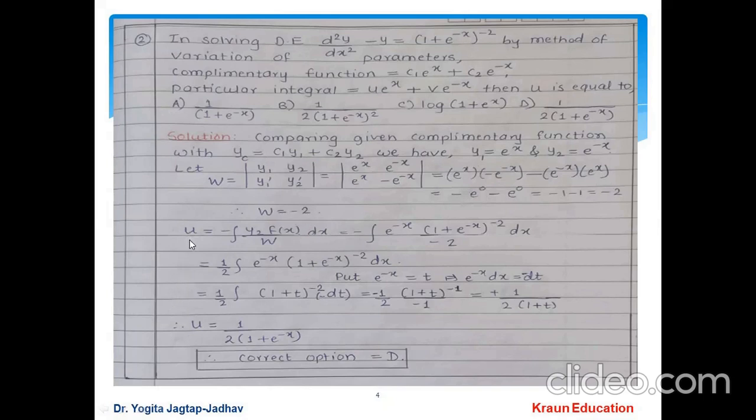Now to find out the value of u, we have a formula that u equal to minus integration of y2 f of x upon W dx. Put the value of y2, that is equal to e raised to minus x. The value of f(x) is 1 plus e raised to minus x raised to minus 2, divided by W. W equals minus 2.